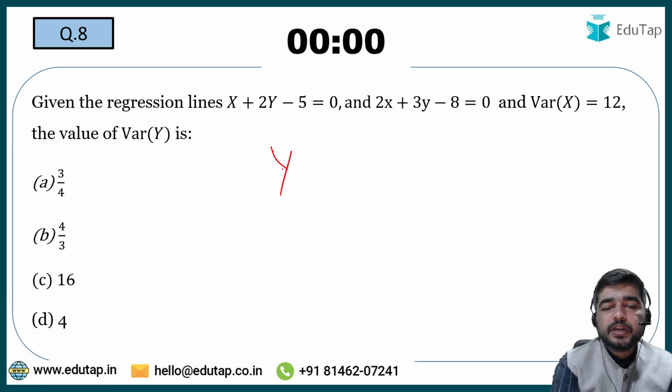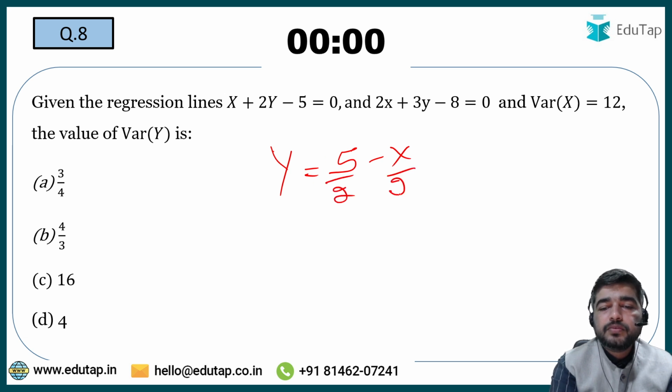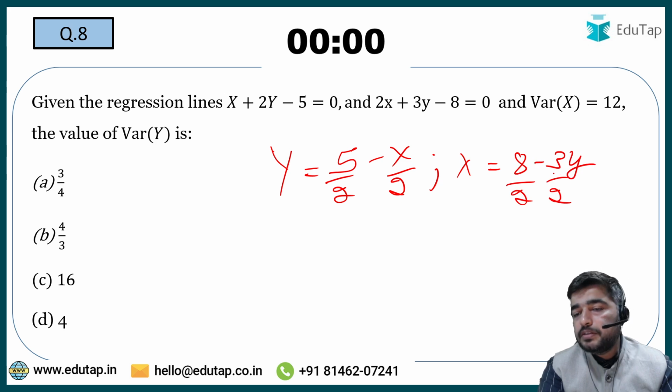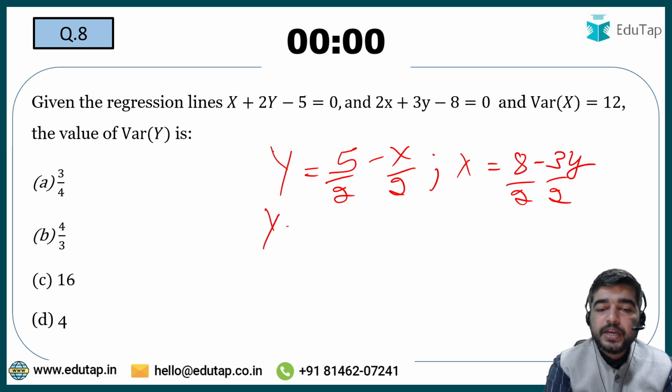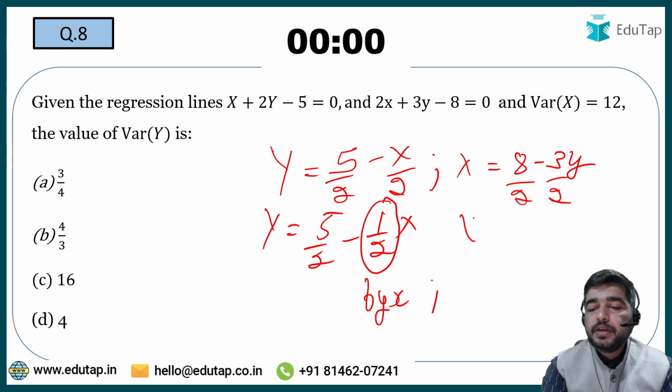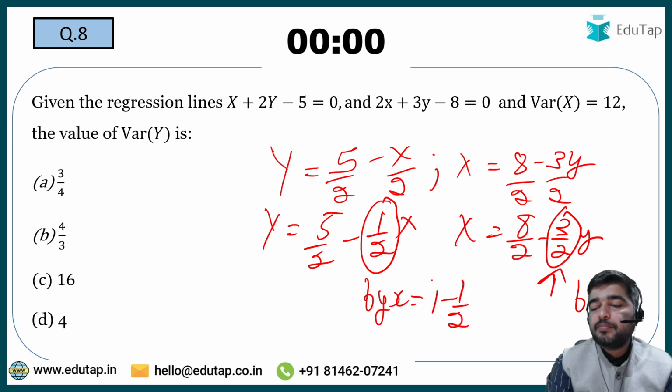So here we can calculate y is equal to 5 minus x by 2, and for this we will find out x is equal to 8 minus 3y by 2. Why have we done this? Because 2 in the denominator is easy to calculate. Now you have y equal to 5 by 2, this is the constant, and this is the slope. Slope gives you b y on x, and here we will get b x on y. So b y on x is minus 1 by 2, b x on y is minus 3 by 2. These two you have calculated.